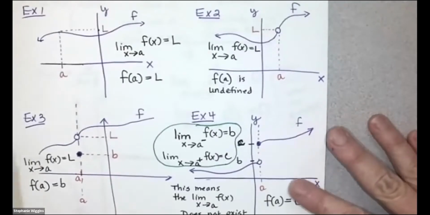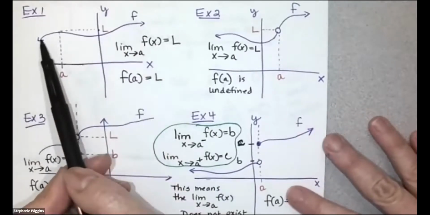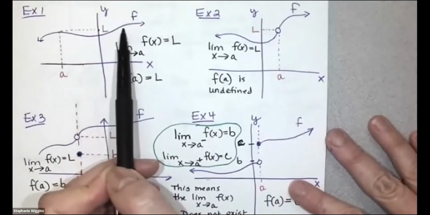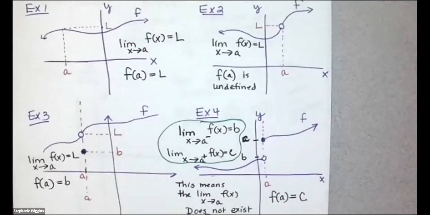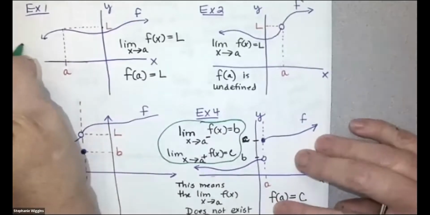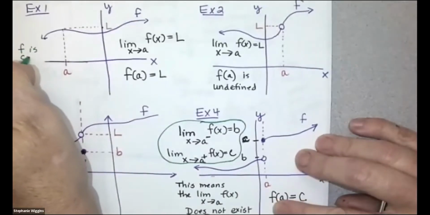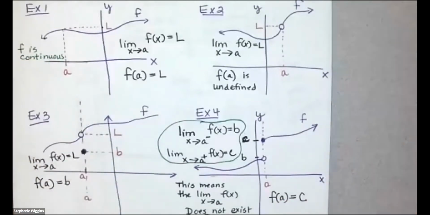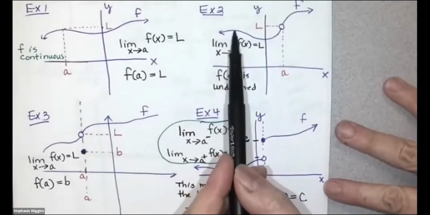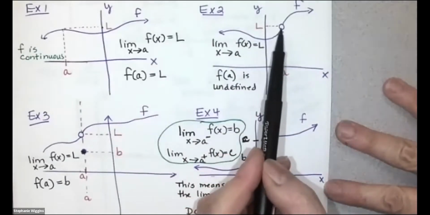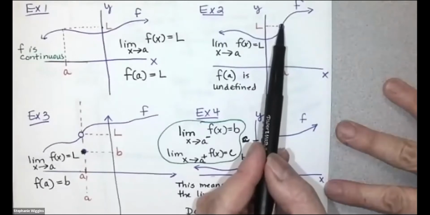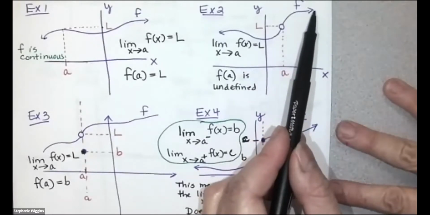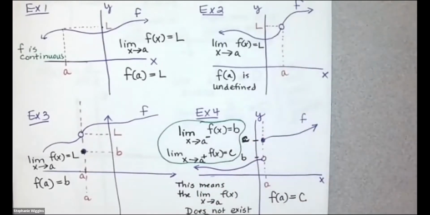We have a function here, f, and I can draw this without lifting my pencil. So f is continuous. All right. Over here, if I try to draw this function, I have to lift my pencil when I get to this spot right here. I have to lift it up and continue. So it's not continuous.